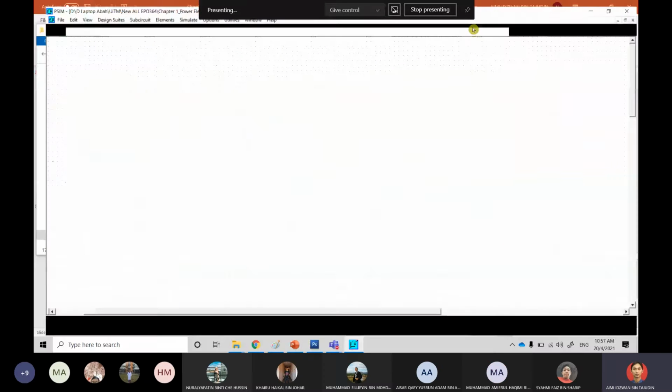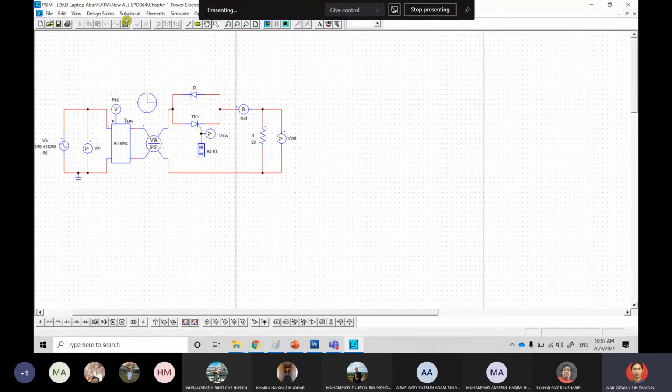Okay. Boleh nampak tak saya punya PEE software ni? Boleh, sir. Okay. So boleh saya tanya kamu tak? Okay, what kind of AC regulator that I have just now? This one. Kita panggil sebagai apa ni?